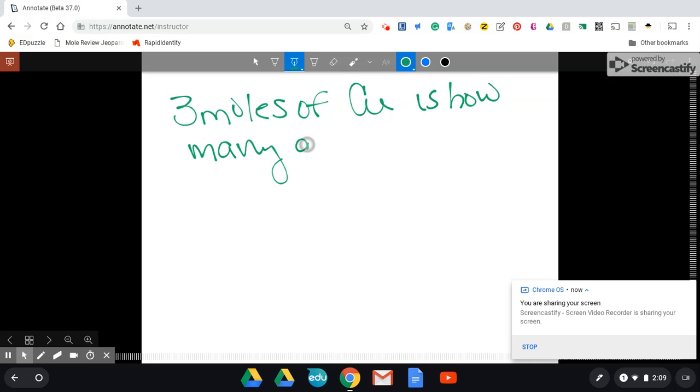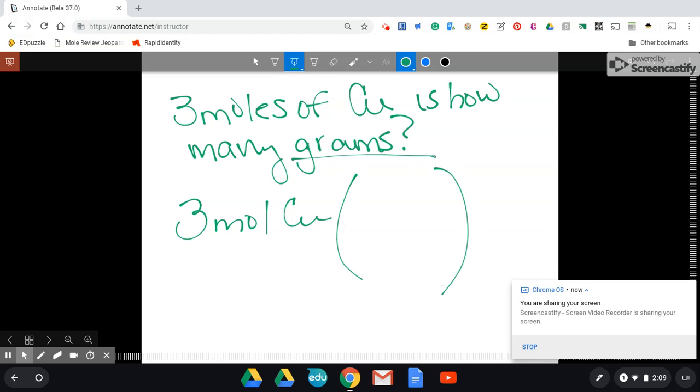So the big thing that I notice, for example, I'm going to do a gram problem. Let's say that I have, no, this is one that y'all get. Let's do this. 3 moles of copper is how many grams? Now, this is a very simple problem, but for some reason, I find that y'all are stressing over these more than anything. Because you're like, what is 3 moles? Well, that's what it is. I have 3 moles of copper. I want to know how many grams.